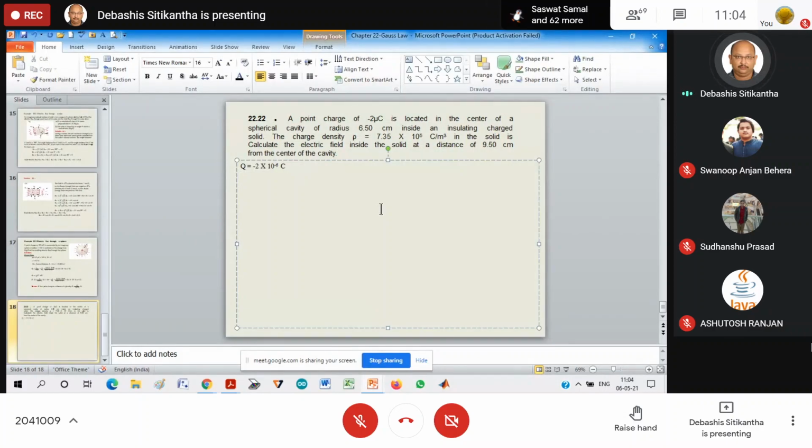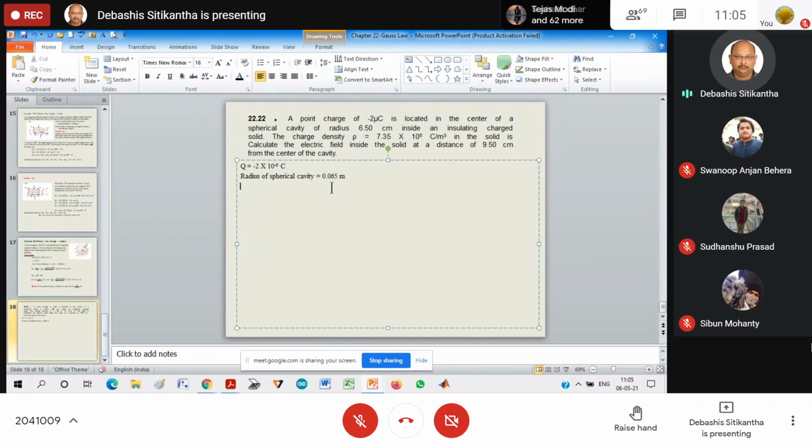And secondly, it is located in the center of a spherical cavity of radius 6.5. So radius of spherical cavity is equal to 0.065 meter, right? Inside an insulated charged sphere. Okay, 6.5, that is in centimeters, you are telling in 10 to the -2. Okay, so same thing.